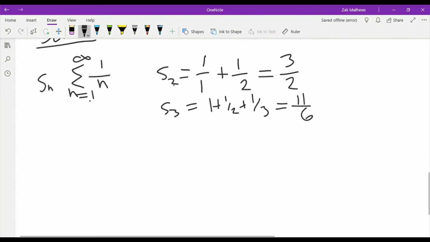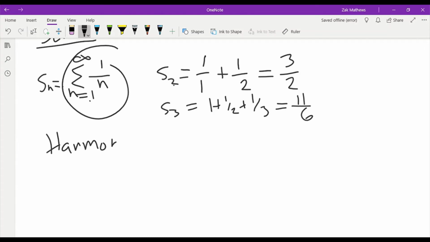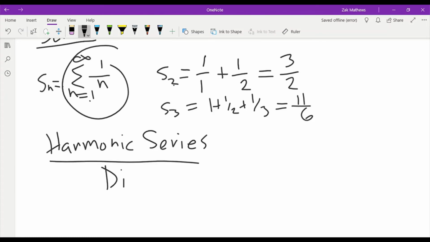When we said the sequence 1 over n converges, that does not mean that the series does. It could be that when I add these things together, it actually diverges, which means we don't actually get a sum. We can't add it together. And this is one of those examples. 1 over n is a great example of a sequence that will converge, but when we take the series, summation n equals 1 to infinity of 1 over n, that actually diverges. This series right here is called a harmonic series. The harmonic series is always just 1 over n as n goes to infinity, and that will always diverge.